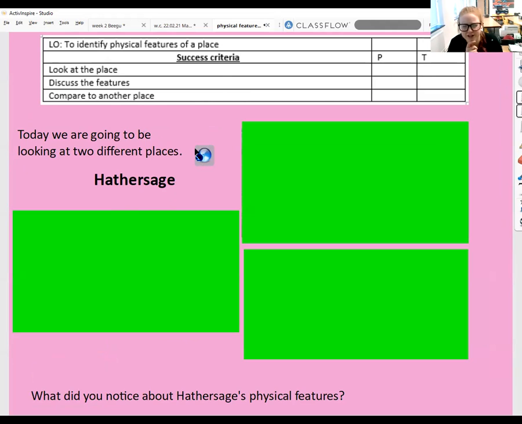physical features. What's a physical feature again? Who can remind me? What's a physical feature? It is something that would exist if there were no people about. So it's natural. It would be there if there were no people and no one made it. So let's look at this video and see what physical features we can spot and compare it to other places.